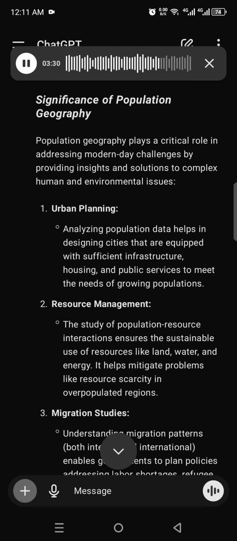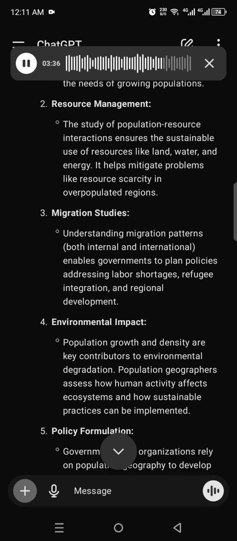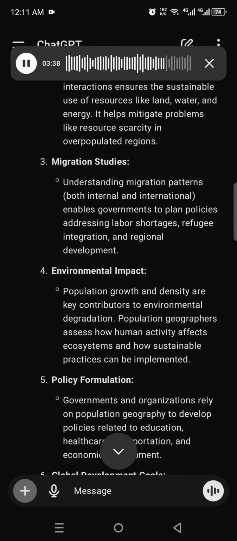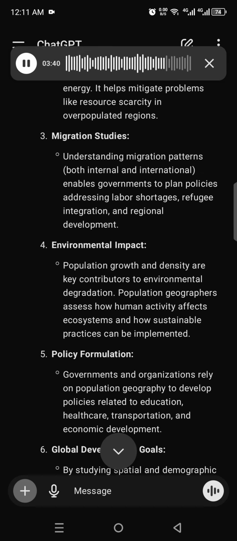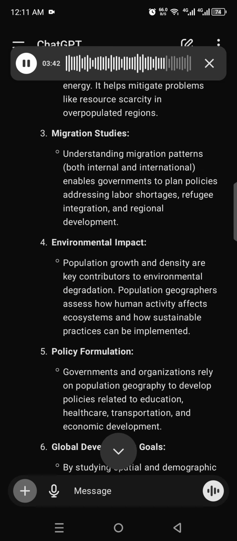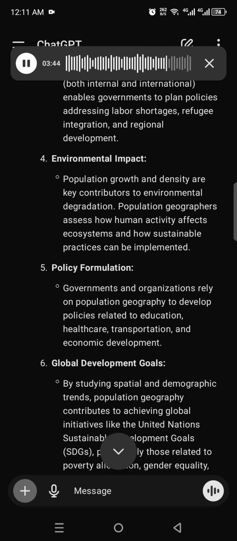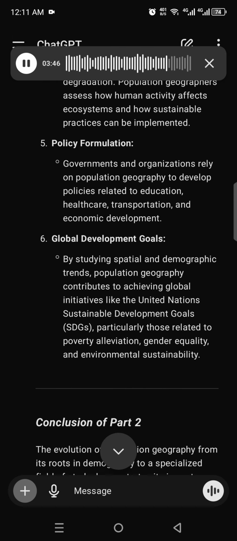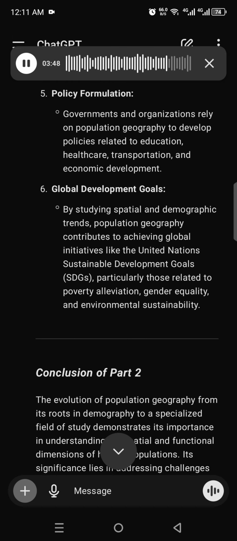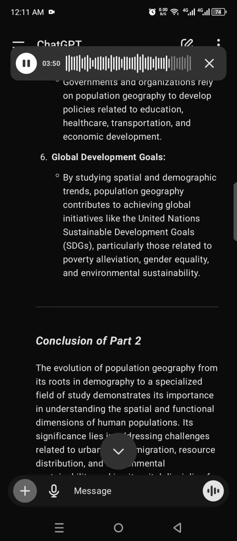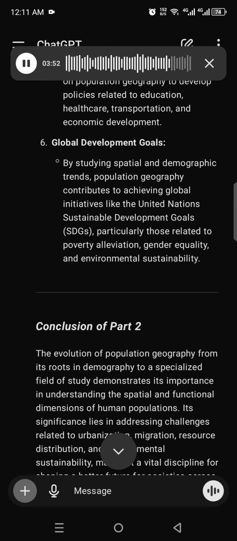4. Environmental impact. Population growth and density are key contributors to environmental degradation. Population geographers assess how human activity affects ecosystems and how sustainable practices can be implemented. 5. Policy formulation. Governments and organizations rely on population geography to develop policies related to education, healthcare, transportation, and economic development.